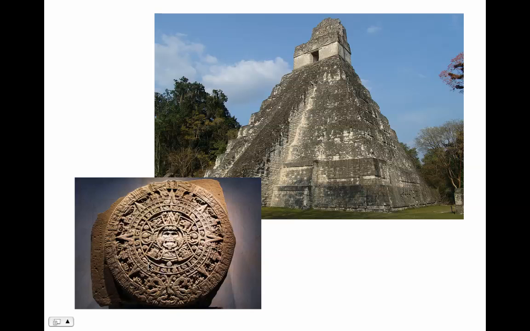So here I have examples at the bottom left. You've got the Mayan calendar, and then this is an example of monumental architecture. So even though they didn't have access to European technologies, they're still going to be building large buildings, usually for religious purposes, which is exactly the same reason why most large buildings were built in Europe and Asia.